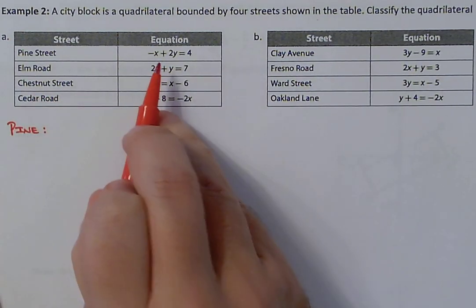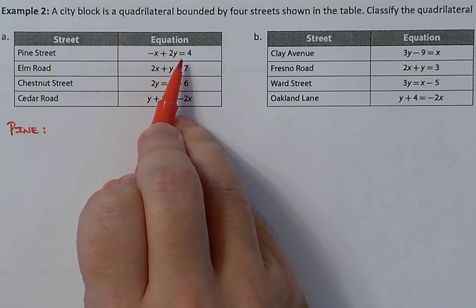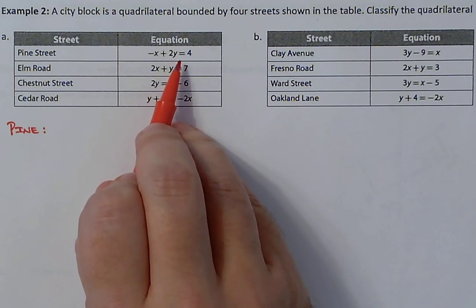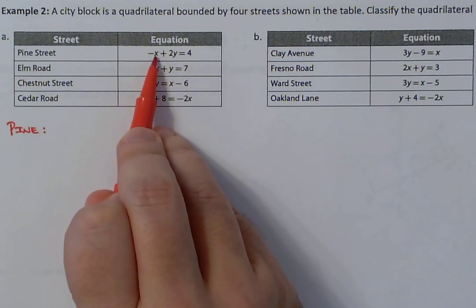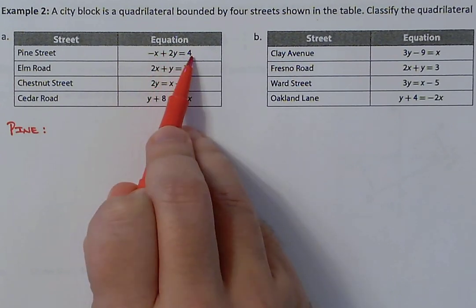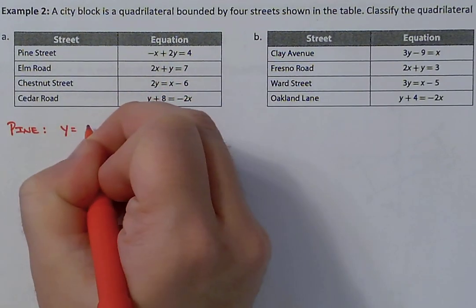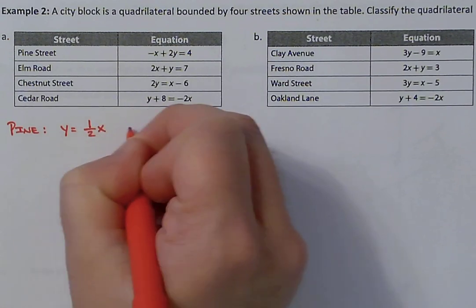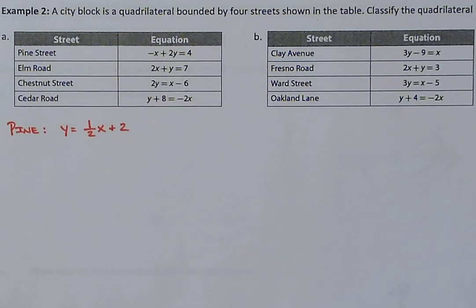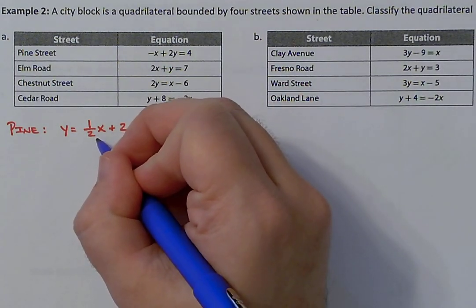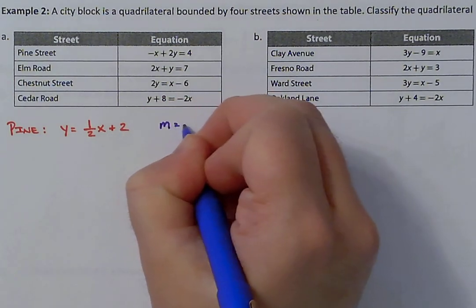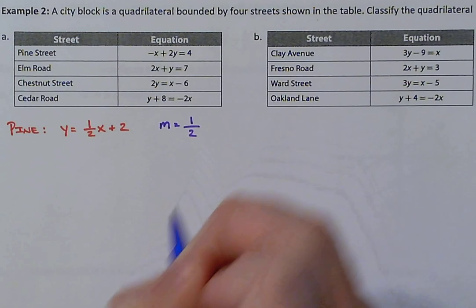So for Pine, we have negative x plus 2y equals 4. If I were to switch this to y equals mx plus b form, we'd have to add the x to the right and then divide by 2 to solve for y. So that's going to give us y equals 1/2 x plus 2. So from Pine Street, what is my slope? Well, slope is the number that's on x. So the number attached to x is 1/2. So that means the slope for Pine is 1/2.